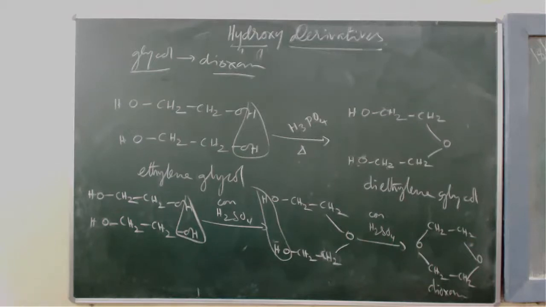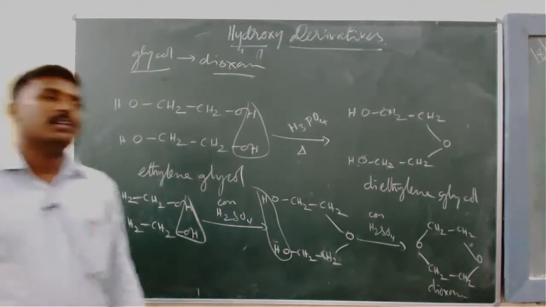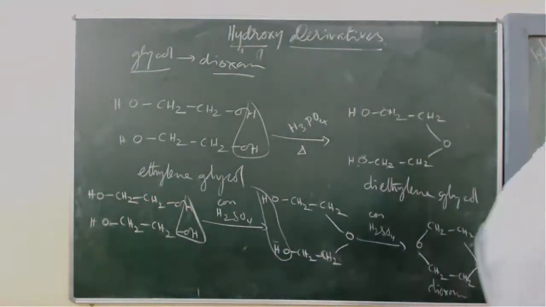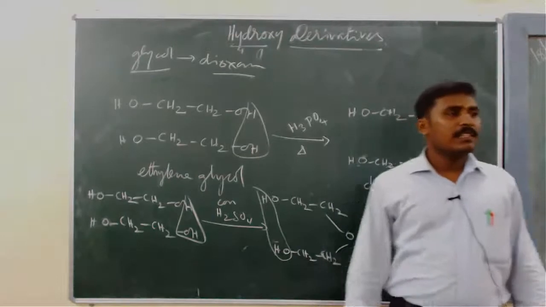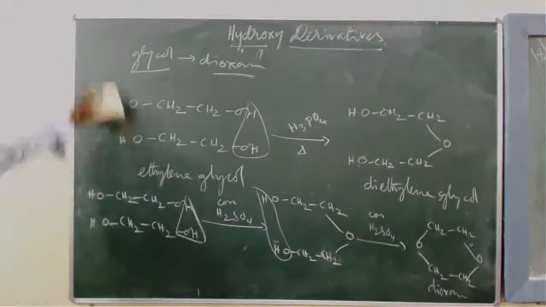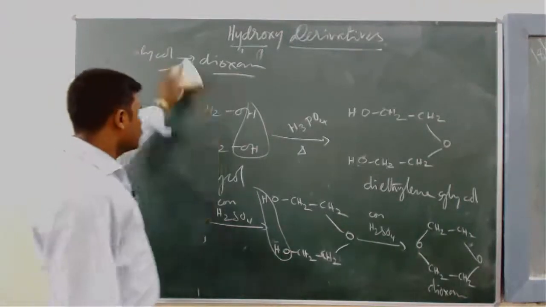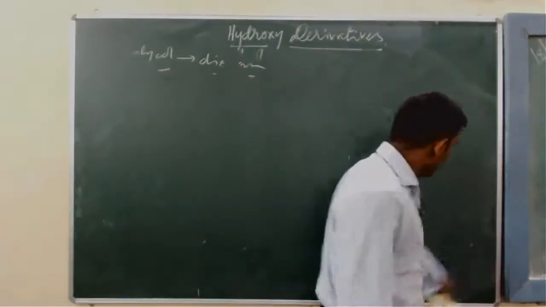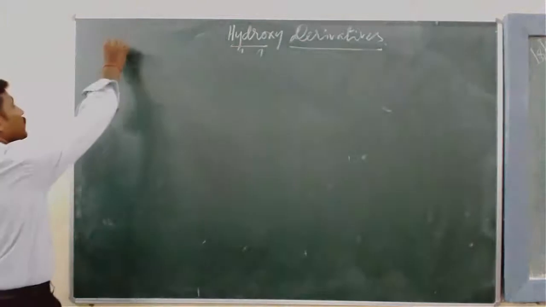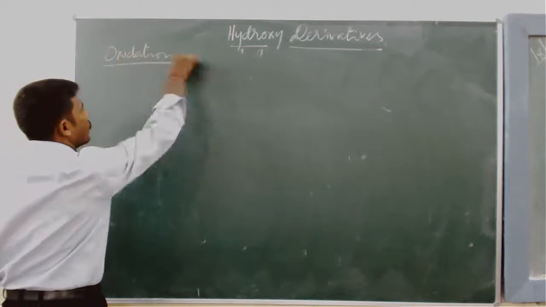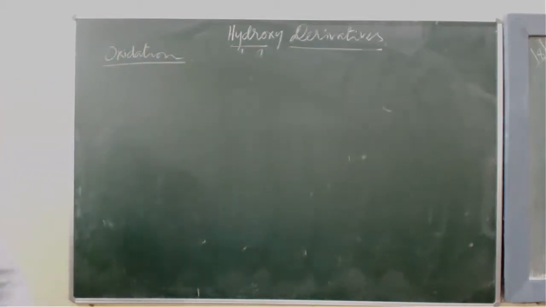Then oxidation reaction. You know the basic concept. Oxidation reaction means primary alcohol undergoes oxidation reaction, becomes an aldehyde. Aldehyde further undergoes oxidation reaction. Carboxylic acid is the product. Okay. Very same concept we are going to apply here. That is oxidation reaction. Initially I am going to take ethylene glycol.